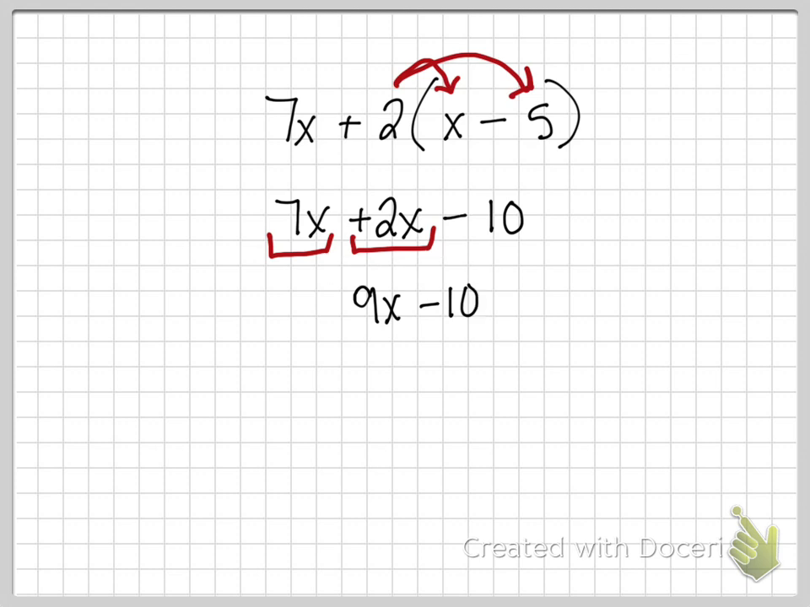So our simplified expression is 9x minus 10. When you see the parentheses, you have to distribute before you can combine any like terms. Okay, let's try to do another one like this.